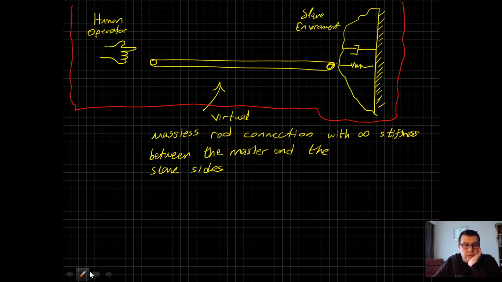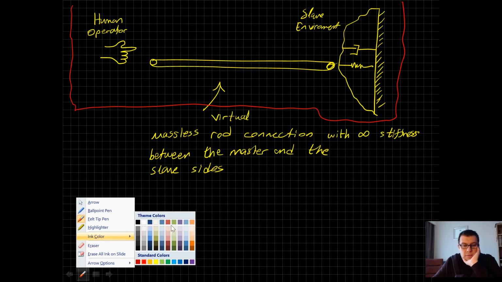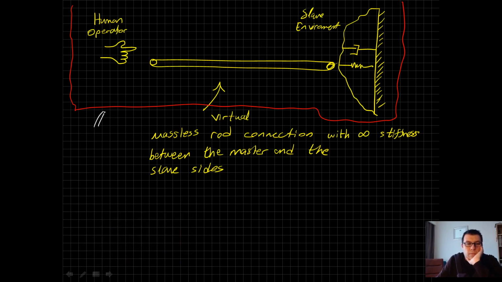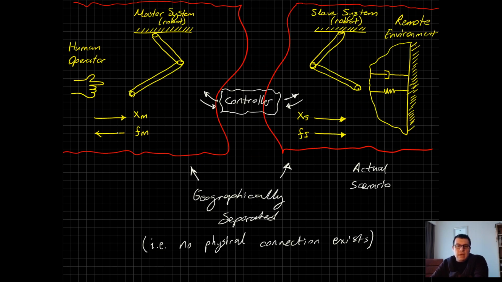Okay, this is ideal operation. Once more, let's go back to the previous slide. In the actual scenario, we have separated systems and a centralized controller transmitting signals. These are the signals from the sensors of the master and slave systems, transmitting signals between those two systems so that it provides us with the ability to touch a remote environment.